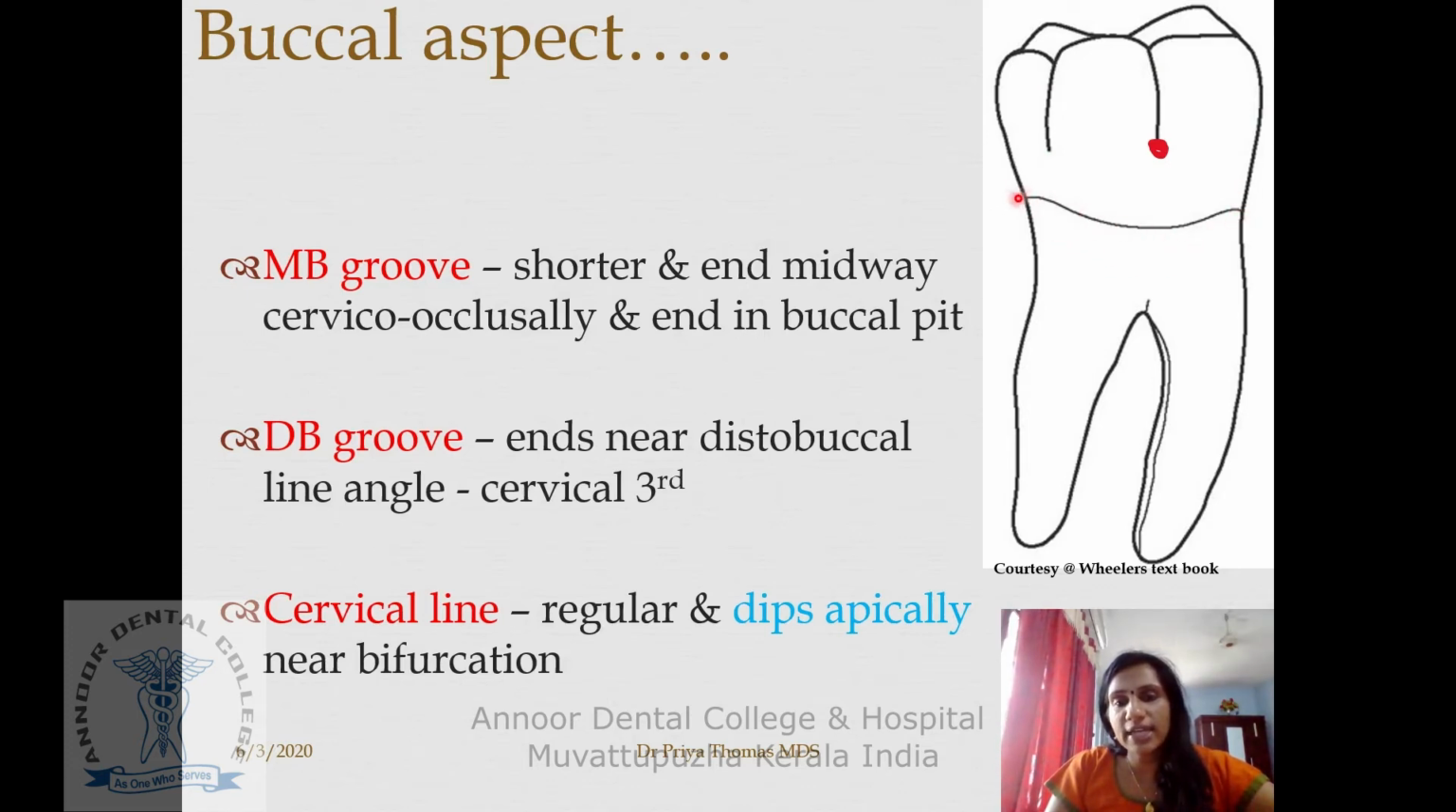Next, what we see here is your cervical line. If you see, it is very regular. It is curved also, so it's a regularly curved line. It's a gentle curvature which is dipping apically. The dip is towards the apical region exactly in the bifurcation area. So this is your bifurcation area and the dip is exactly in the bifurcation area. Basically it's a regular, slightly curved line, and the dip part of the curvature is in the bifurcation area.